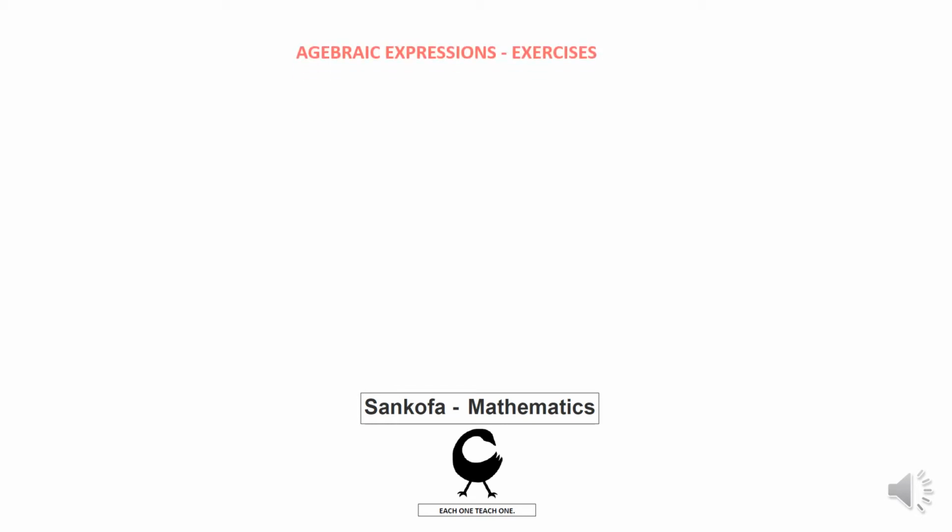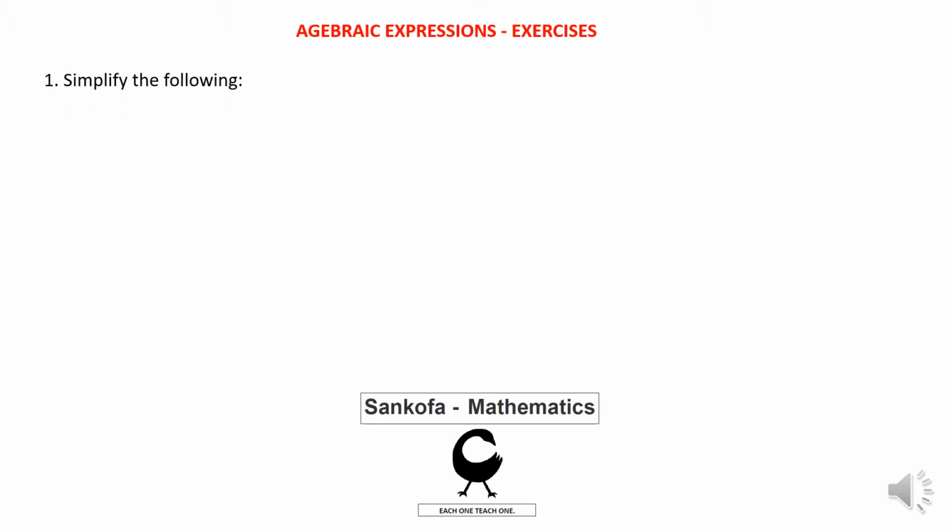Hi, so this is a video on algebraic expressions, simplifying and expanding. I'm doing a few questions here and I hope you follow closely. The first one here is a binomial, it consists of two terms.